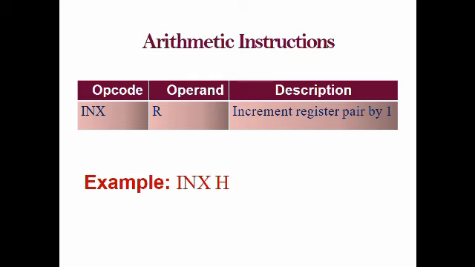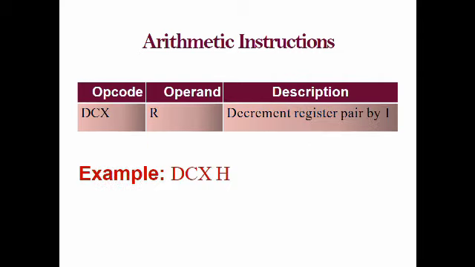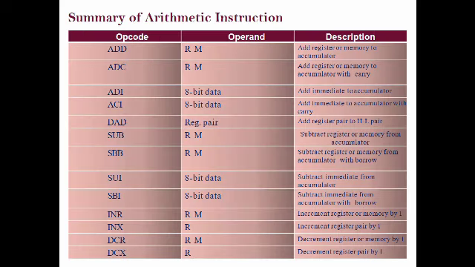For example, if the HL register pair holds 2000, after INX H the contents will be 2001H. Next is DCR R. It will decrement the register or memory contents by 1. DCX R will decrement the contents of the register pair by 1. So this is the summary of the arithmetic instructions. Arithmetic instructions constitute addition, subtraction, increment and decrement, as shown in front. You can go through it.